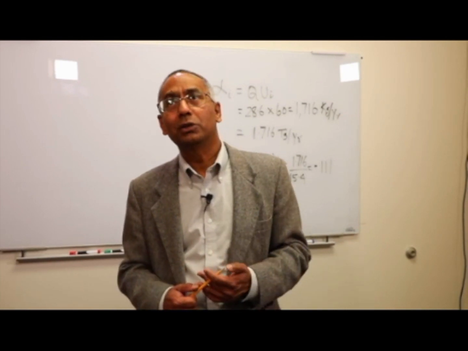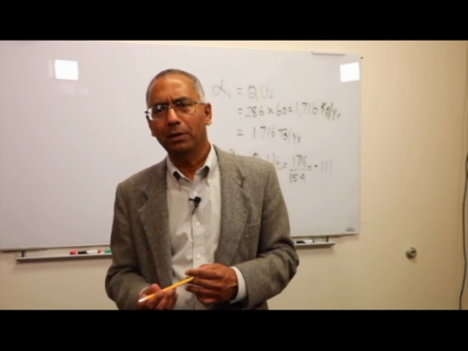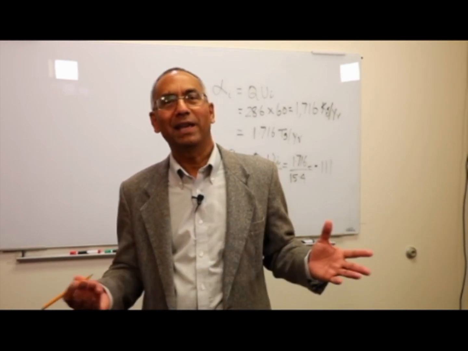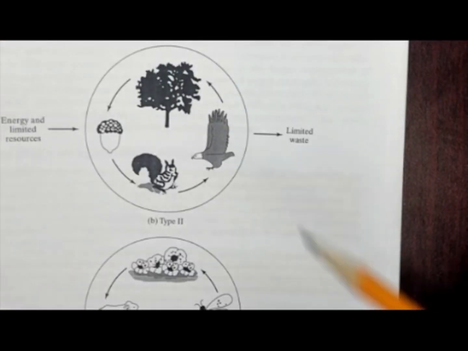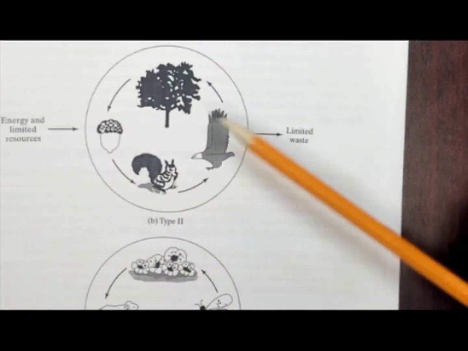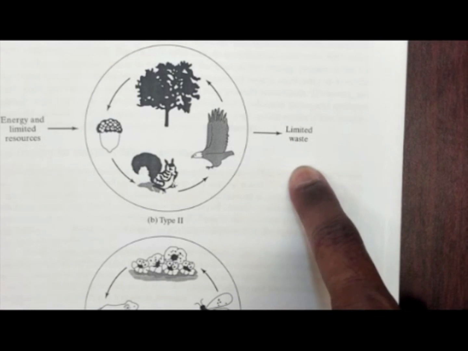We also use cow dung in some developing countries to produce methane gas and thereby produce energy. This is a great example. But the point here is that the wastes are also somehow utilized. So it's almost cyclical, but there is a limited amount of waste.